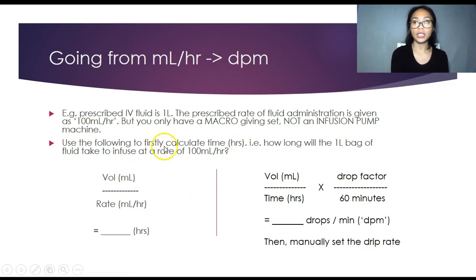So we need to firstly calculate time in hours. So the first step is here on the left. We will need volume in mils divided by time in hours. So is it a 1 liter bag? Will be 1,000 milliliters.